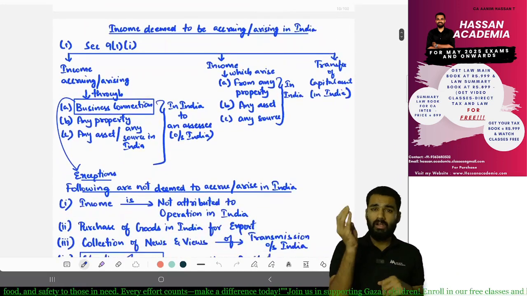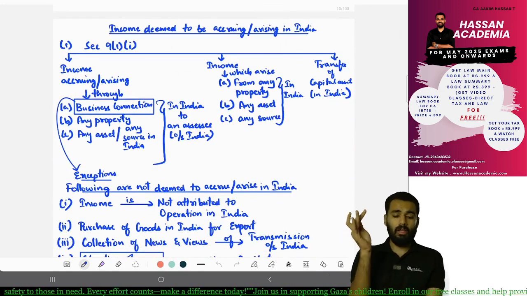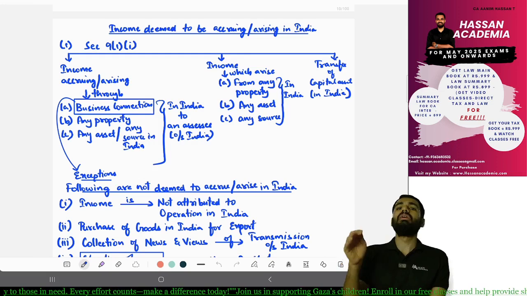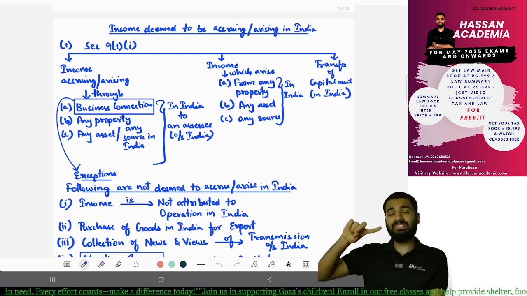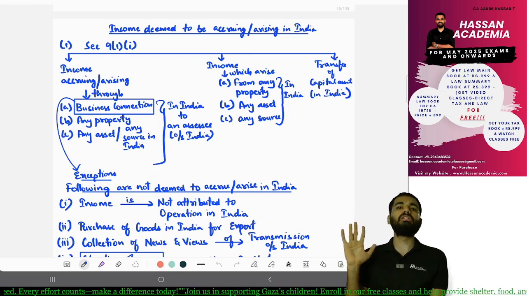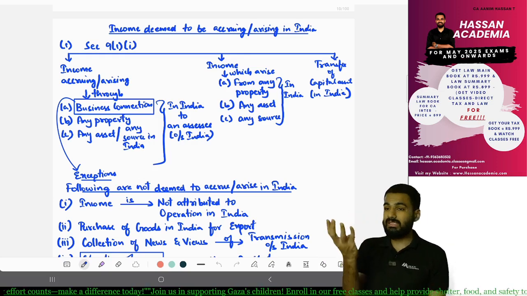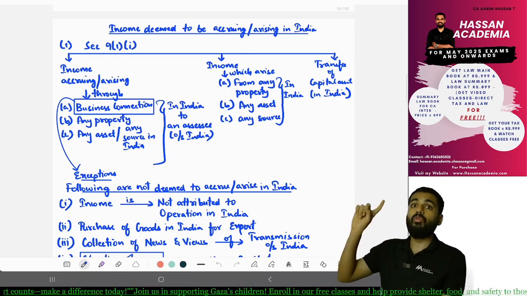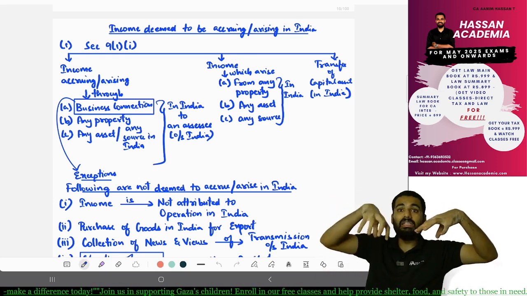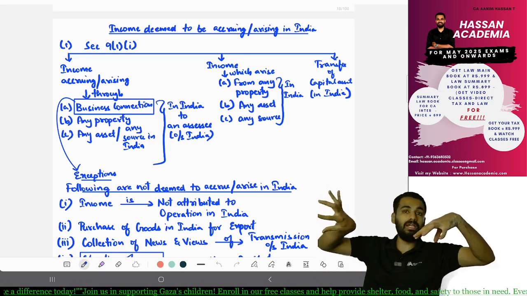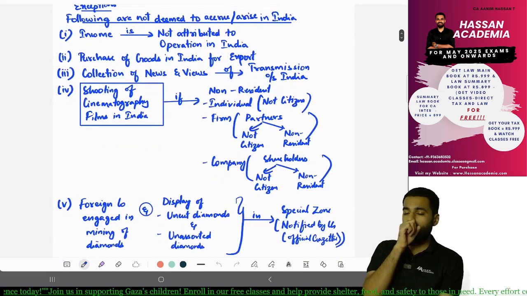Next, if the business connection, or any property, asset or source of income is in India, or a capital asset is transferred in India, all this accrues or arises in India. But if the business connection is in India and the assessee is outside India, in that situation, there are five exceptions. What are the exceptions?